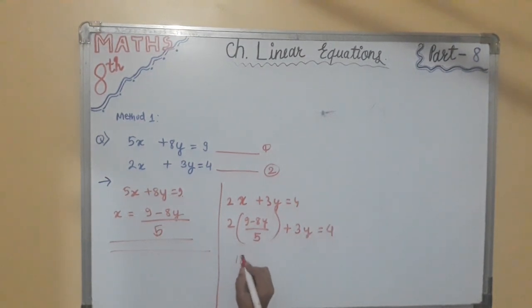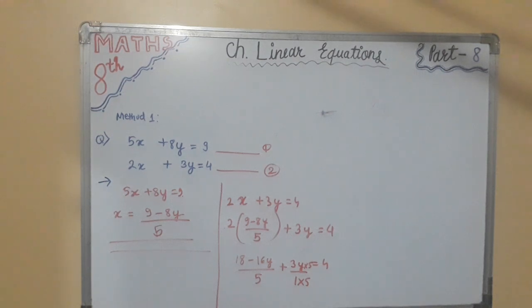2 into 9 is 18 minus 2 into 8y is 16y upon 5 as it is. Remember, when there is any number that both are divisible, like if there is 3 and here is 9, they can be simplified, so we have to simplify them. But here 2 and 5 can't be simplified, so we will write 5 as it is. Plus 3y is equal to 4. This will become upon 1 into 5 into 5.